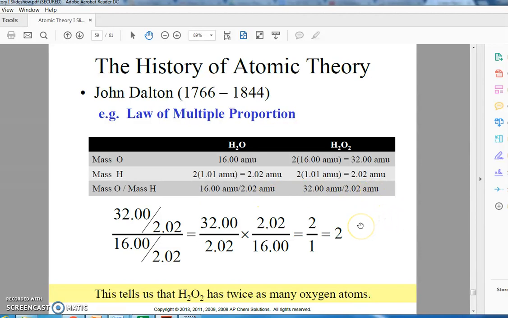And that's what the law of multiple proportions says. It says if these elements can make more than one compound, those two compounds, if you compare their ratios, it will equal a whole number.